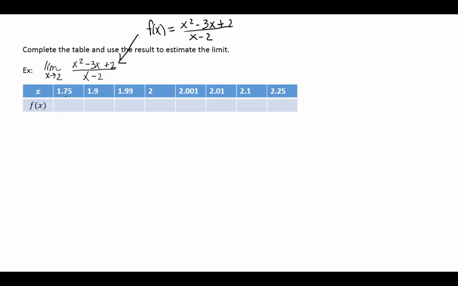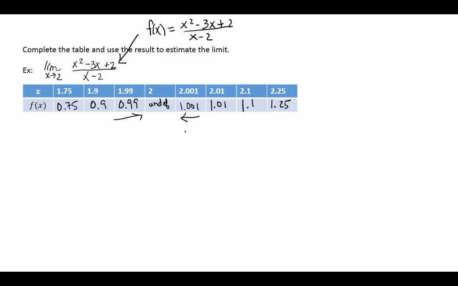What did you get when you plugged in 1.75? 0.75, and then 0.9, 0.99. So 1.001, 1.01, 1.1, and 1.2. Okay, so where are we headed toward from each direction? From the left, we're headed toward 1. 0.99 is getting very close to 1. From the right, we're headed toward 1 also.